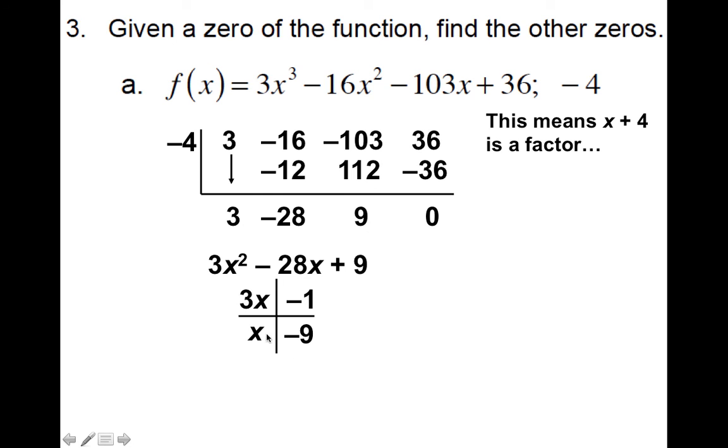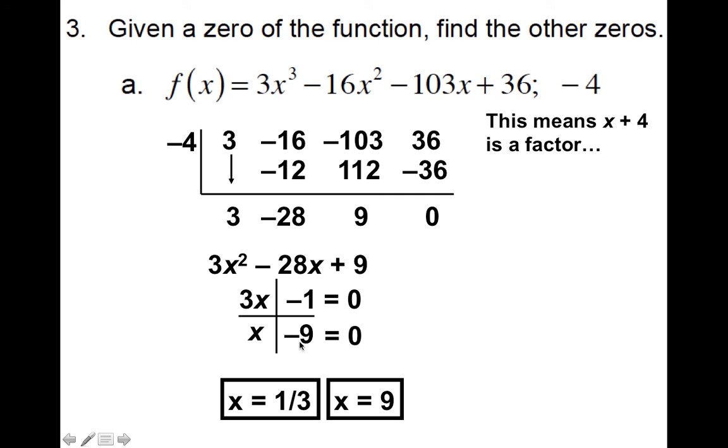Now that we have factored completely, we want to set each of these factors equal to 0. So when you solve the top row, you would add the 1 and divide by 3. The bottom row, we would add the 9. So top row, add the 1, divide by 3, you get 1/3. Bottom row, you add the 9, so you get x equals 9.